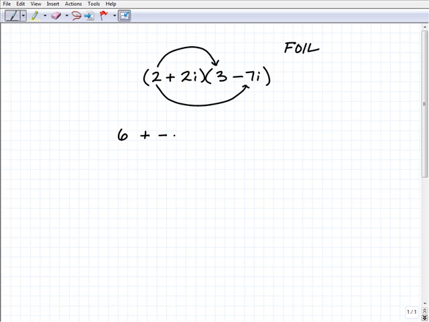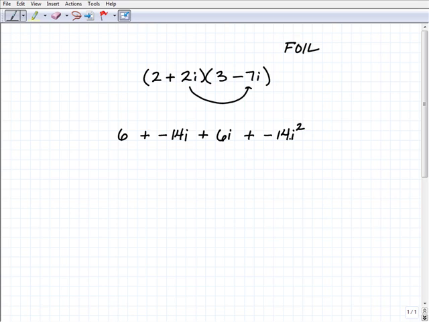And now we'll move on to the inner. That's what the I stands for. So that's 2i times 3. That'll be a 6i. And now we just have to do the last. The last is going to refer to 2i times a negative 7i. So we're going to add that to a negative 14i squared. You have to be really careful with that i squared part.